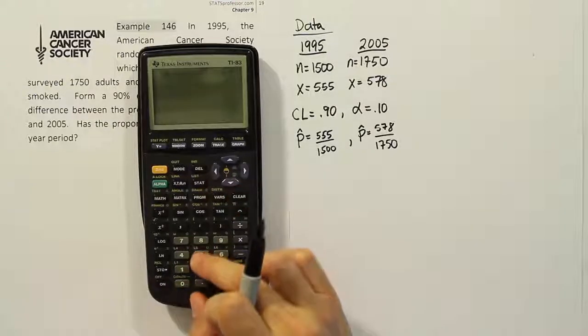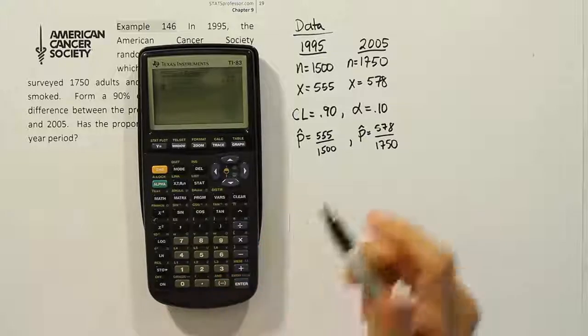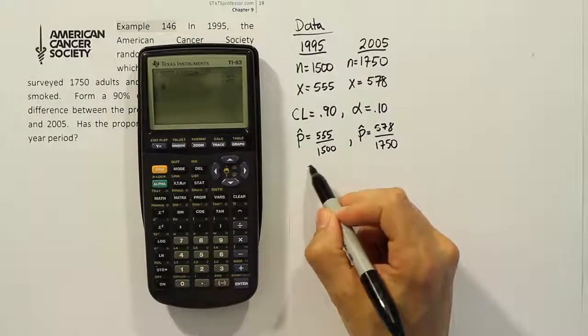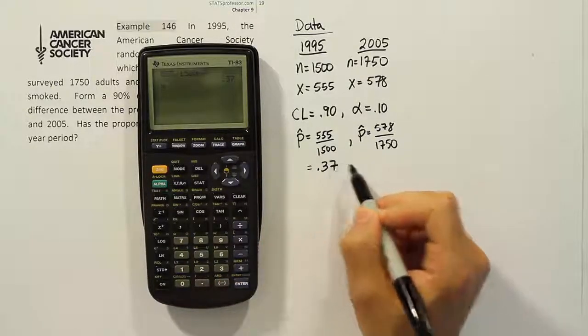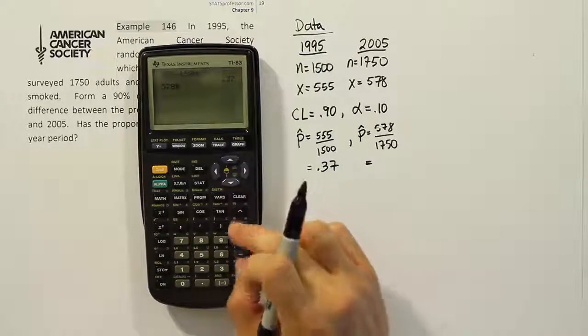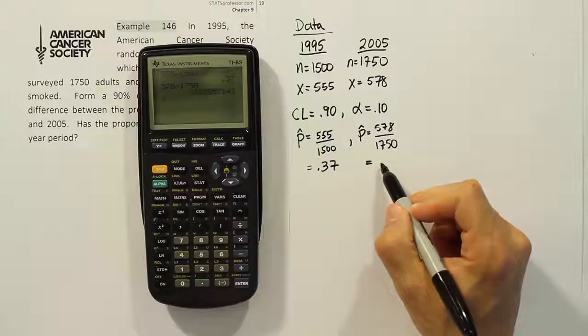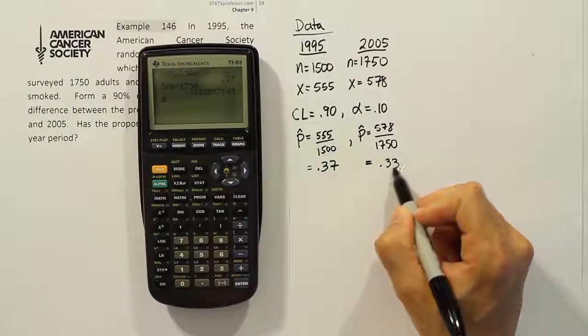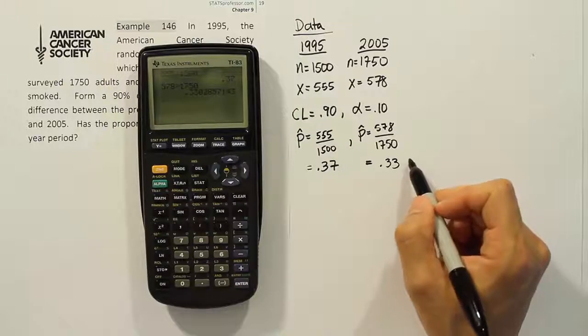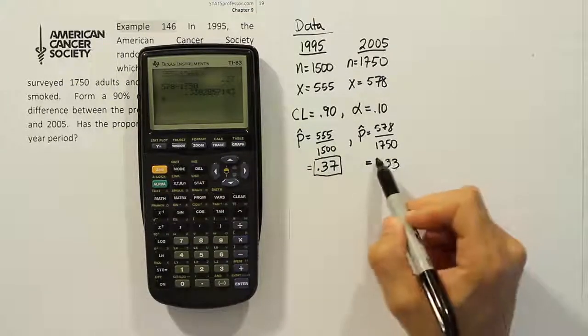Okay, so we have 555 divided by 1,500, and that produces an answer of 0.37. And we'll do the same for the next one, which is 578 divided by 1,750. And if I remember correctly, this was 33%. Yes, so 0.33, and then it would go 0.3, but we'll just leave it as 0.33 there. Okay, so that's good enough.